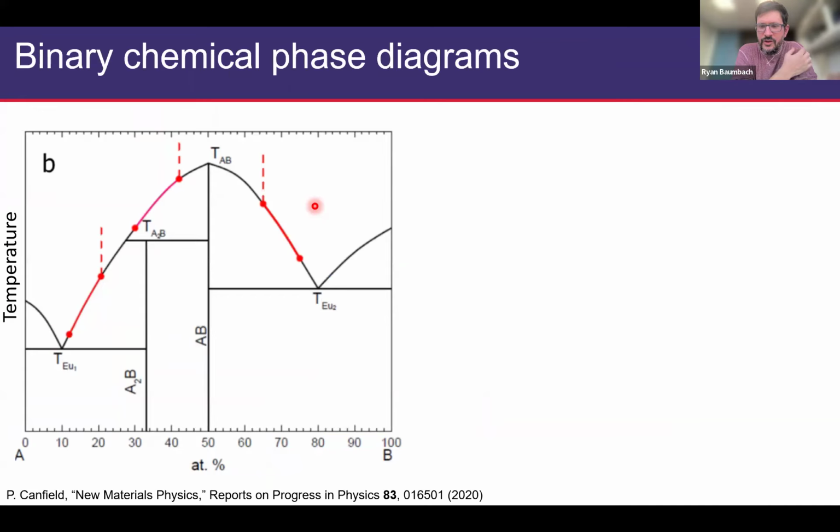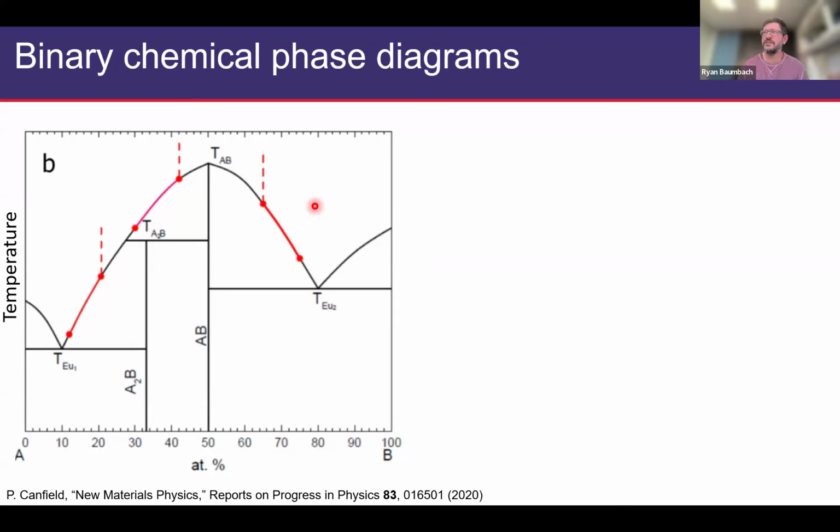All right, so what can we say? So when we think about binary combinations of elements, what we need to go to are these chemical phase diagrams. And what's shown here is a generic one. By the way, this is taken from a really nice paper by Paul Canfield. The reference is included at the bottom here. I highly recommend reading it and rereading it and rereading it. It's a very valuable paper. Anyways, what's shown here is just a generic binary phase diagram.